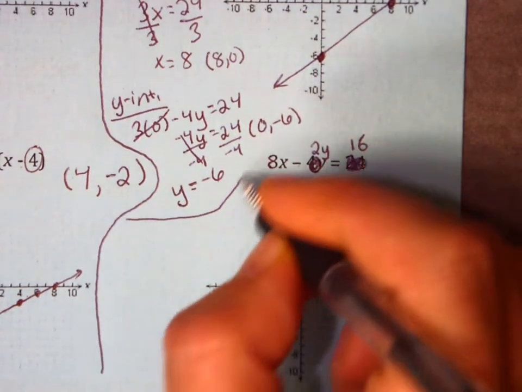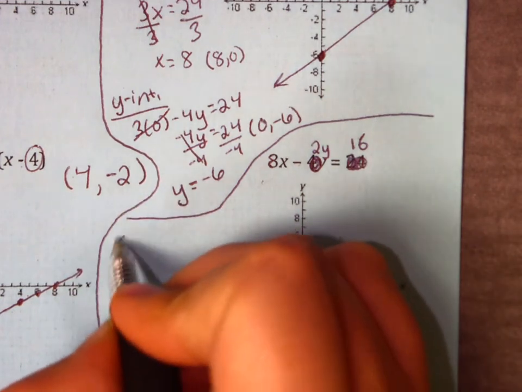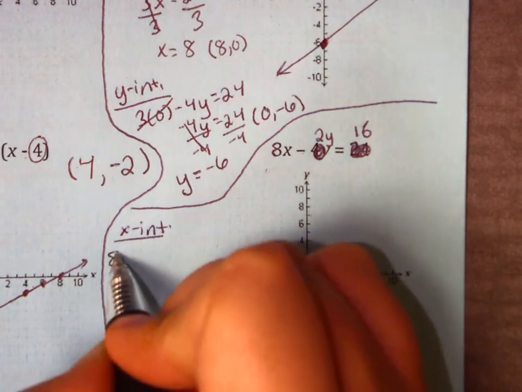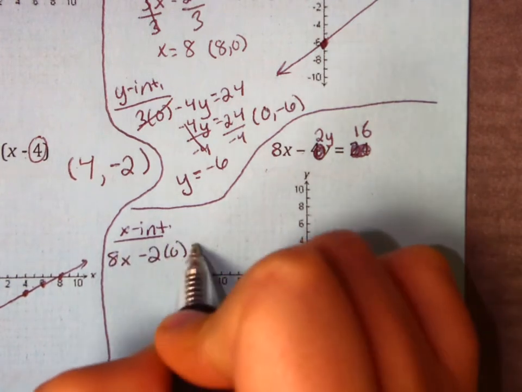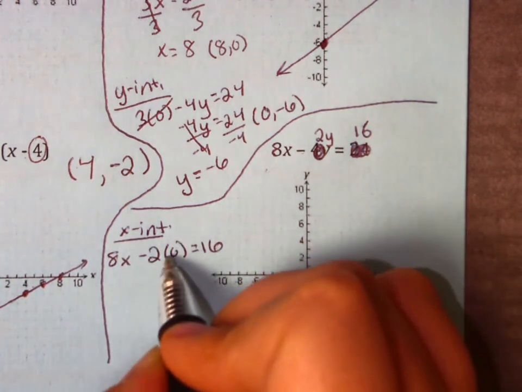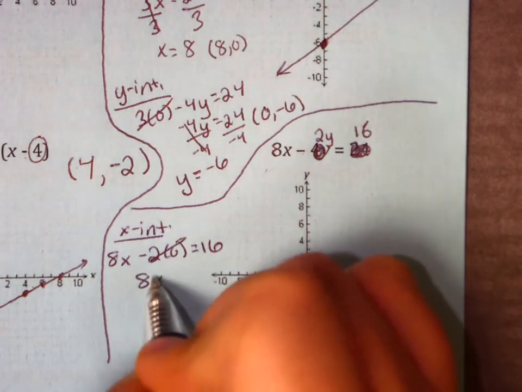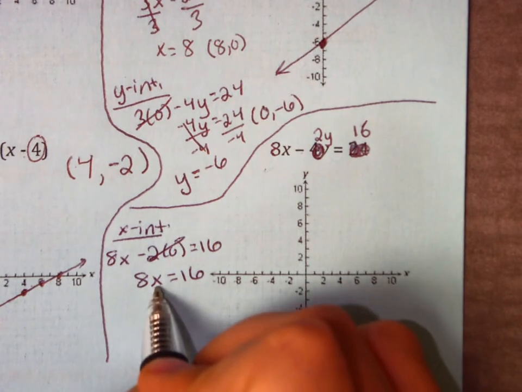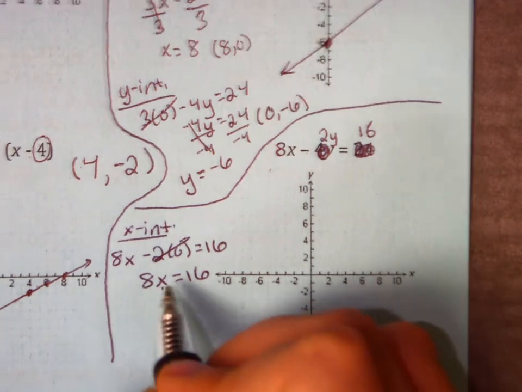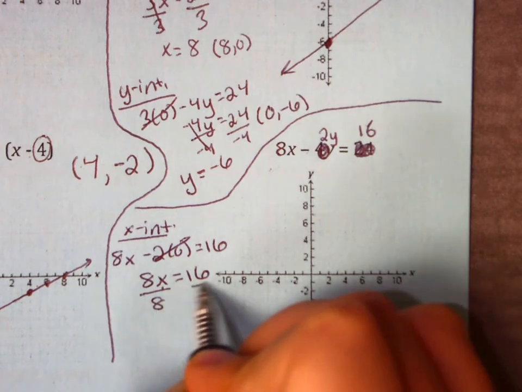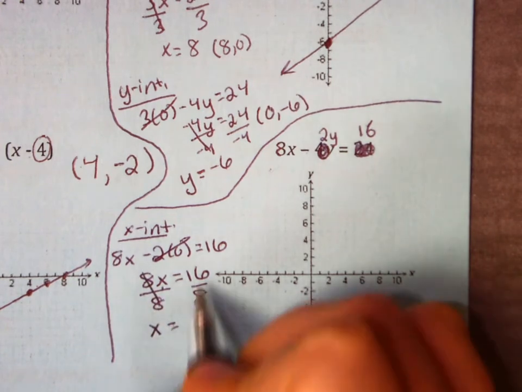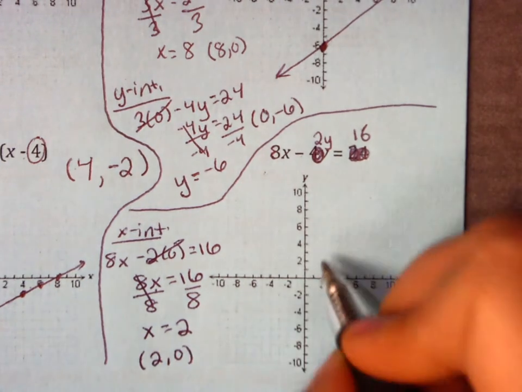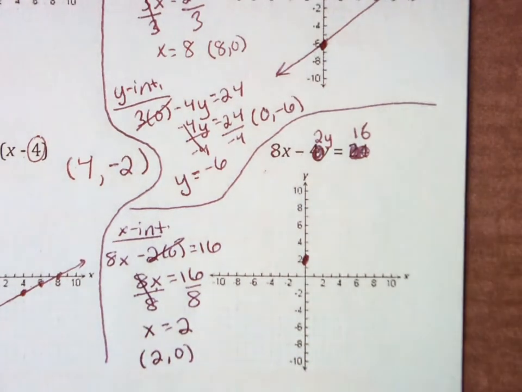Now again, to find the x-intercept, we put 0 in for y. So we have 8x minus 2 times 0 equals 16. Negative 2 times 0 is just 0, so that's really 8x equals 16. Well, to figure out what x is, if you can't do that in your head, you can always solve it out by dividing both sides by 8. And 16 divided by 8 is 2. So the x-intercept is 2, 0, right there.